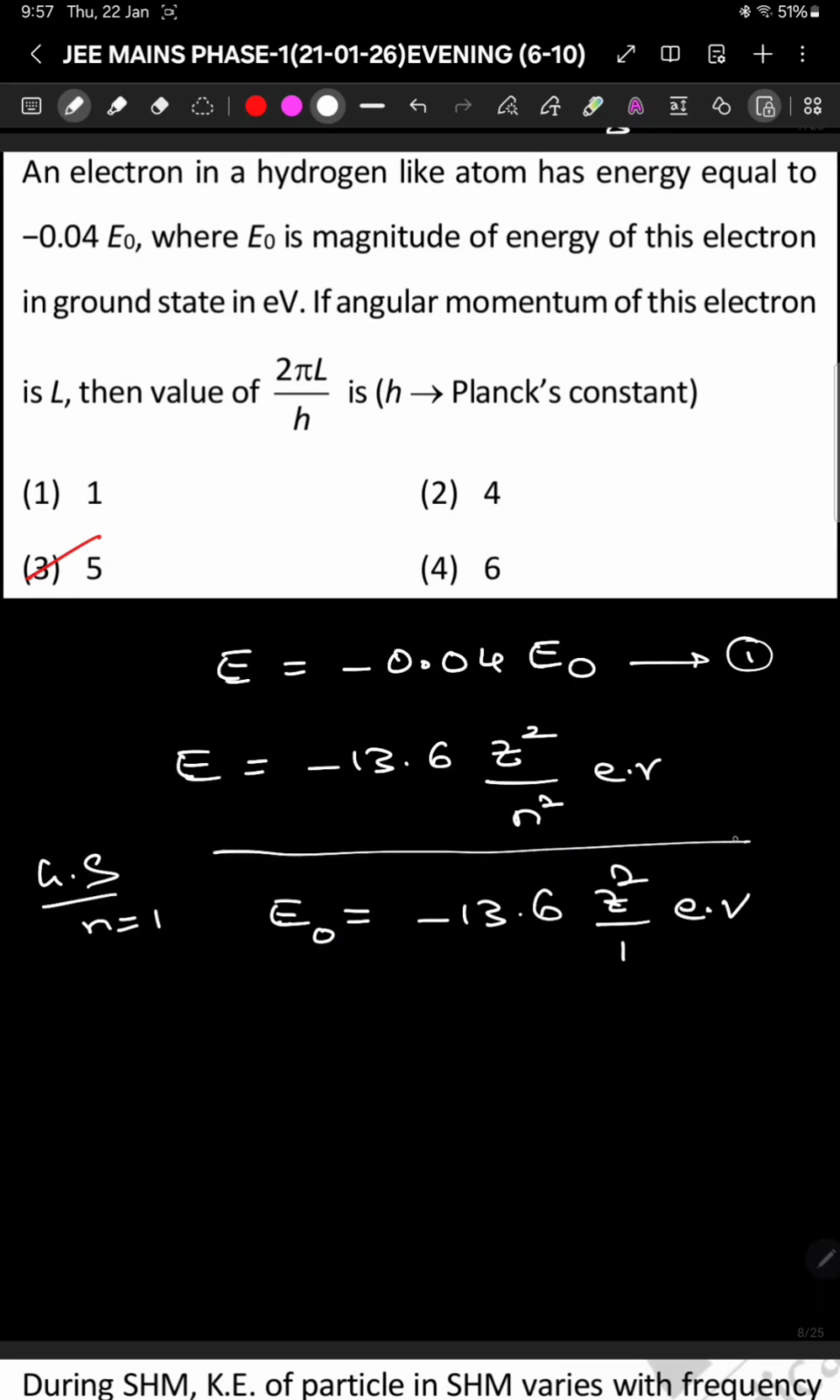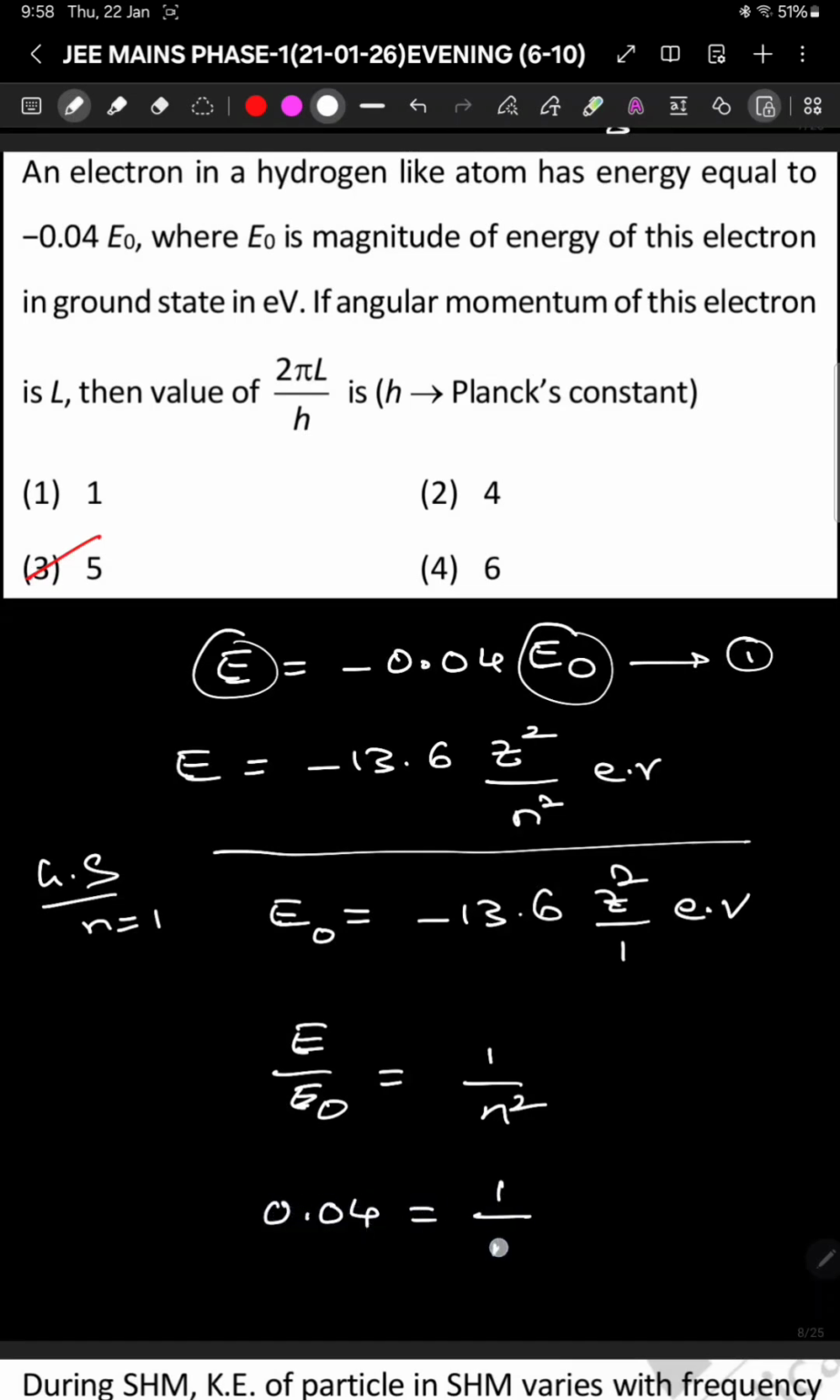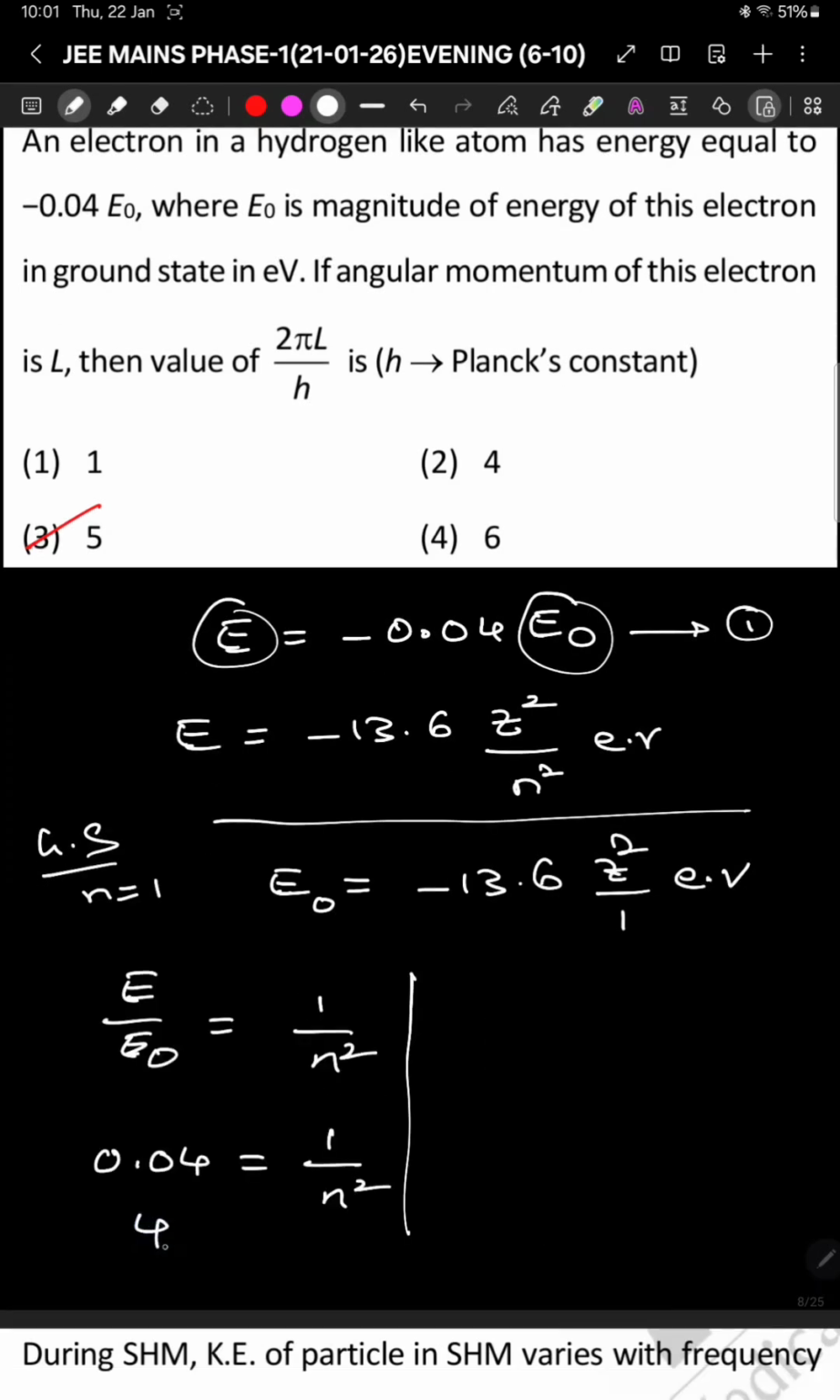Now divide both of them, so you will get E by E naught. When you divide, Z cancels, 13.6 cancels, and you get 1 by N square. Here E by E naught becomes 0.04; we have to take only the magnitude. So this equals 1 by N square. This can be written as 4 by 100 equal to 1 by N square. Apply square root on both sides. This becomes 2 by 10 equal to 1 by N. From this we get the N value as 5.